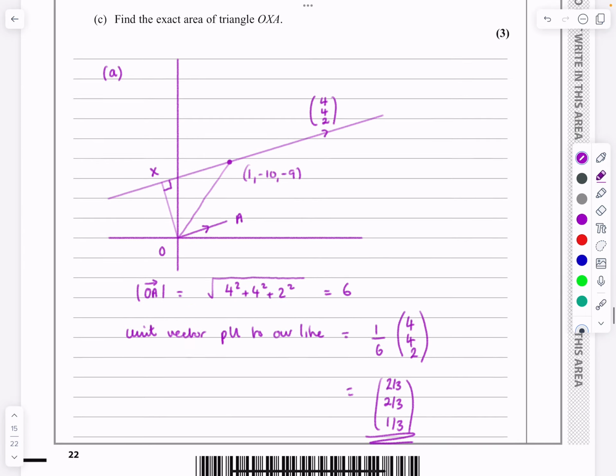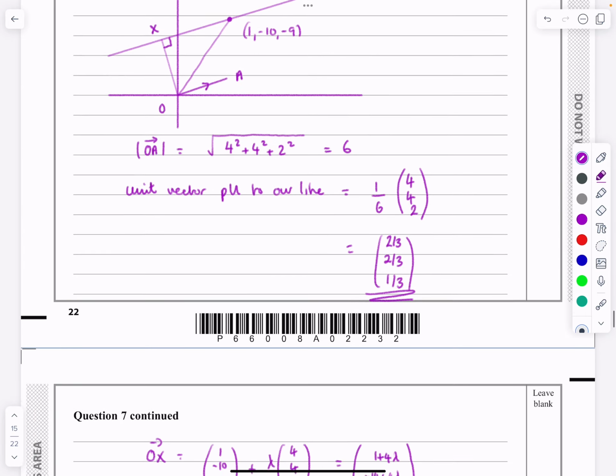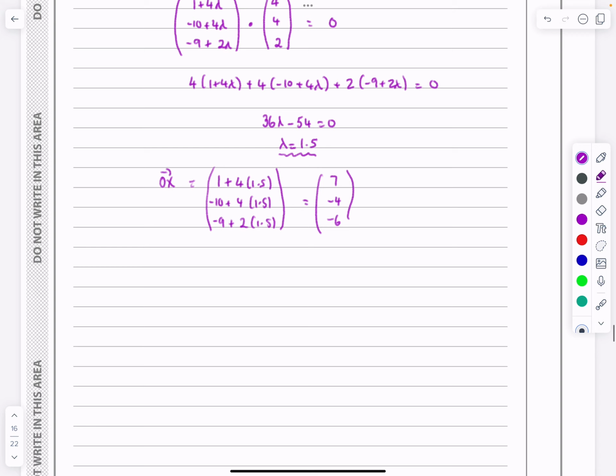Let's just go back and see. They wanted the coordinates this time, so just be careful. They actually want the coordinates. So the coordinates are (7, -4, -6). Just be careful to make sure you're answering the questions that they've asked us for.